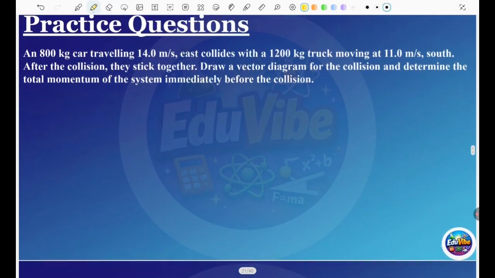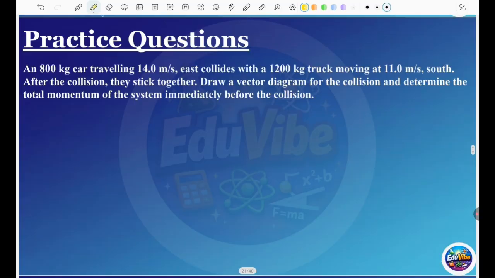So the last question of today's video. Here is what is given: an 800 kg car traveling at 14.0 meters per second east collides with a 1200 kg truck moving at 11.0 meters per second south. They stick together. Draw a vector diagram for the collision and determine the total momentum of the system immediately before the collision. So we find the momentum before the collision, when they have not yet stuck together.